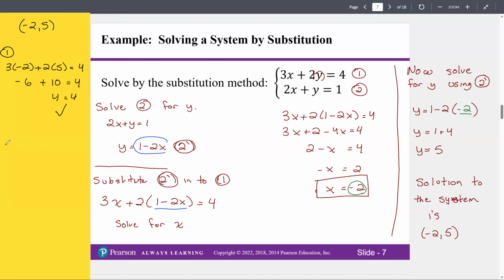It works out. If we use equation 2, we get 2 times -2 plus y, which is 5, equals 1. So we get -4 plus 5, and we want to see if that's going to equal 1. So we get 1 equals 1. That checks out. So this is the solution to my system, right here, the solution to the system of equations.